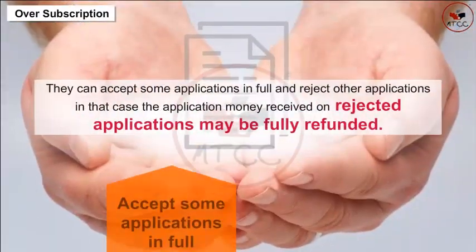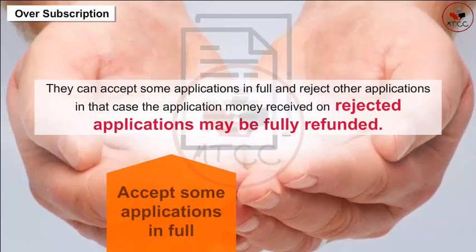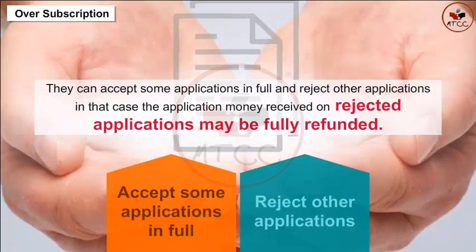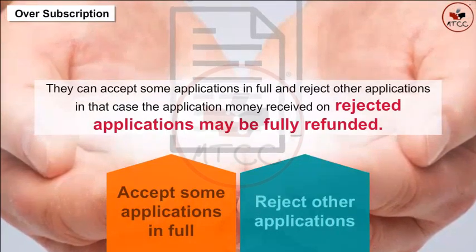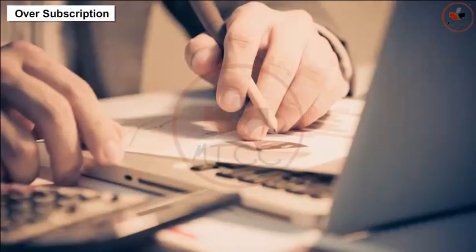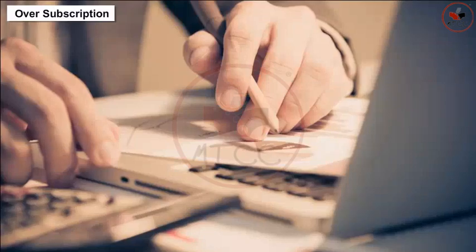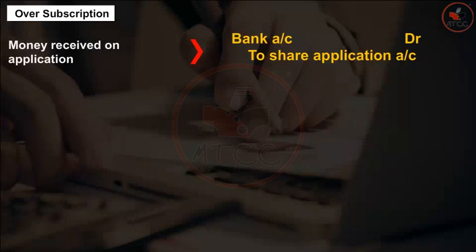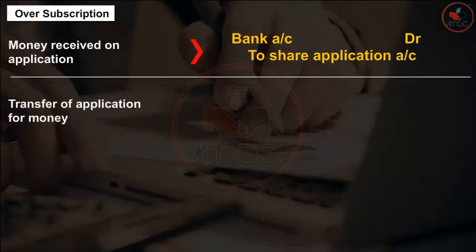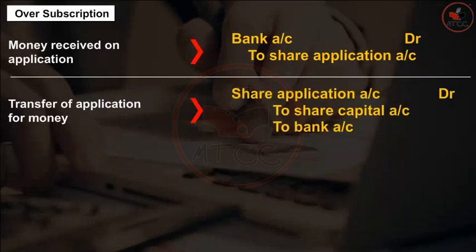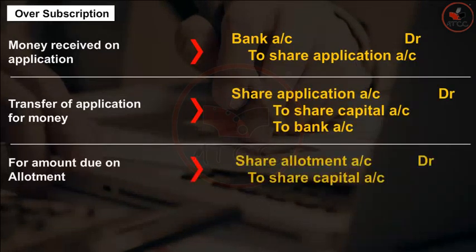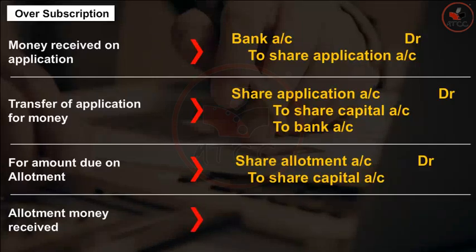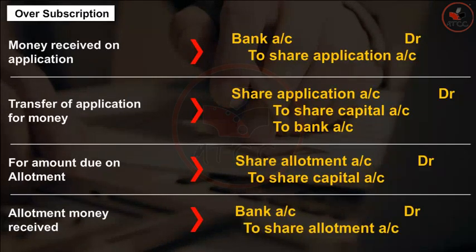1. They can accept some applications in full and reject other applications. In that case, the application money received on rejected applications may be fully refunded. The journal entries will be done as follows. 1. Money received on application. 2. Transfer of application money. 3. For amount due on allotment. 4. Allotment money received.